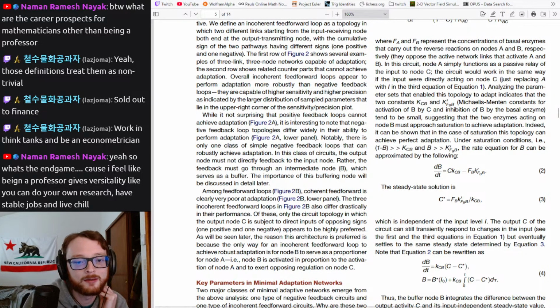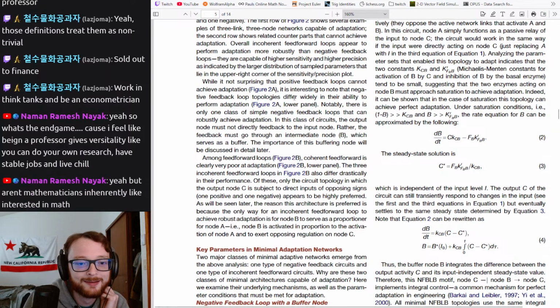It is not surprising that positive feedback loops cannot achieve adaptation. I mean, that's not surprising for me, but okay.